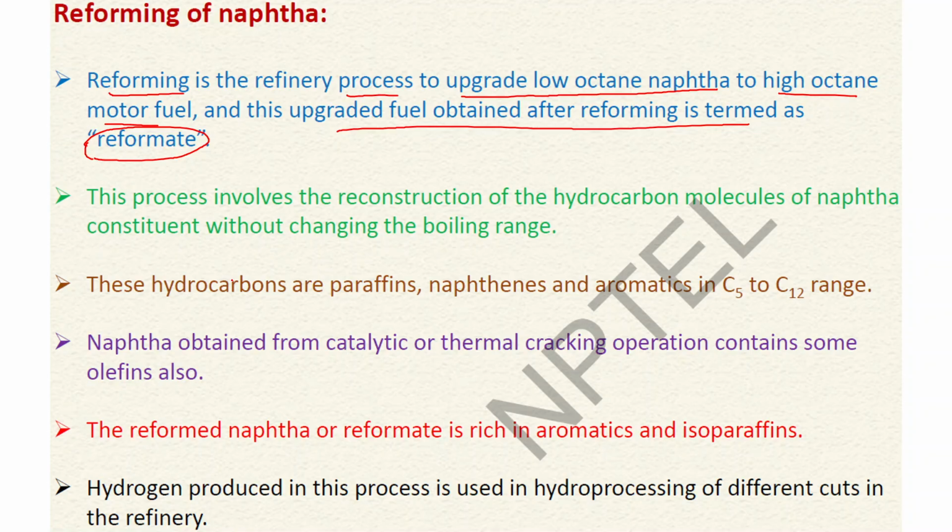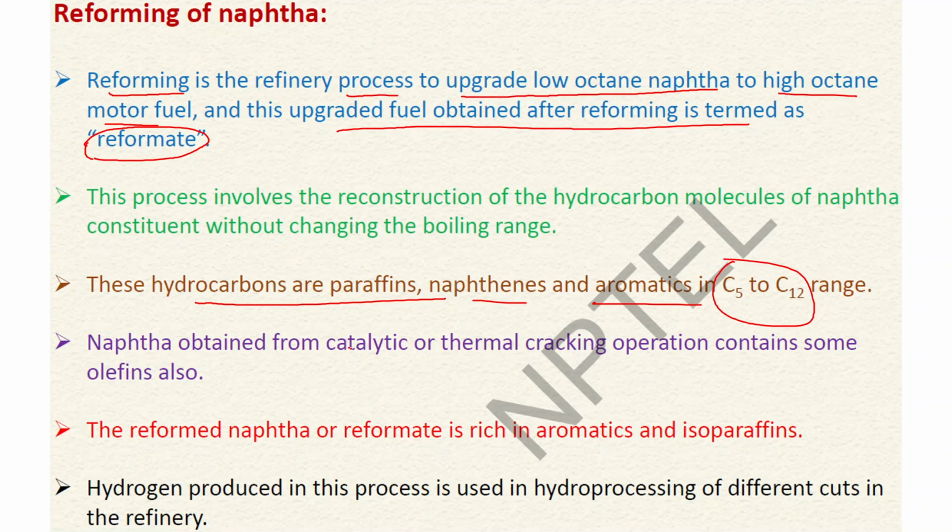Only what is done, either we isomerize it, alkylate it, or polymerize the hydrocarbon molecule. Basically, we just change the configuration of the hydrocarbon molecule without affecting its boiling range. These hydrocarbons are paraffins, naphthenes, and aromatics in the C5 to C12 range.